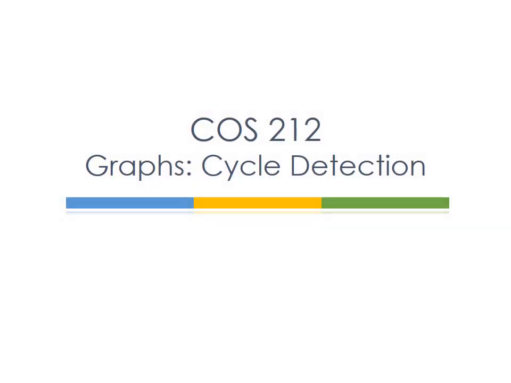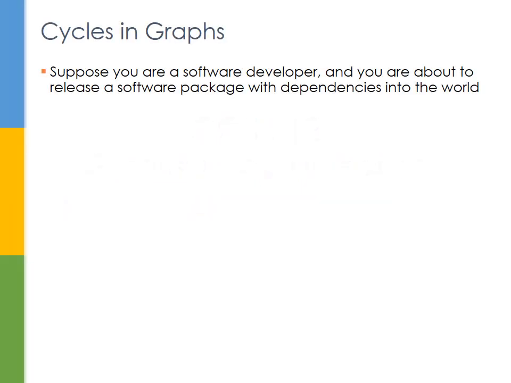The previous lecture dealt with finding shortest paths within graphs. This lecture focuses on detecting cycles within graphs. So the first question we have to answer is, what is a cycle within a graph? Well, let's answer that question by means of a practical example.